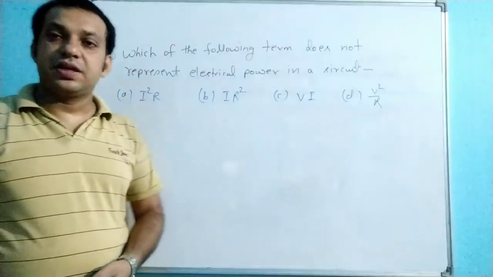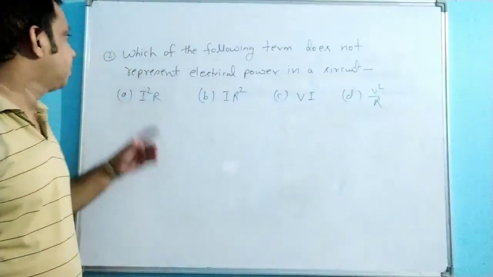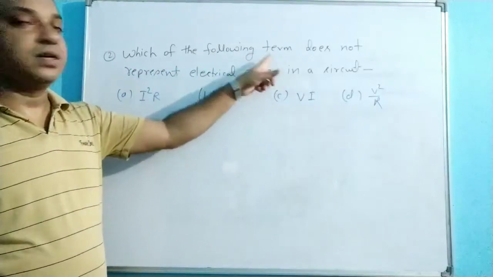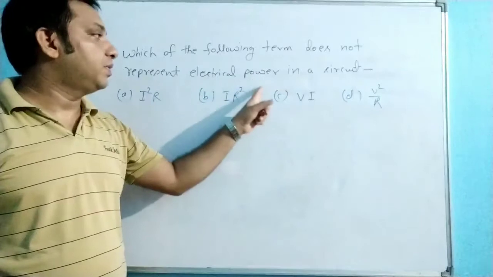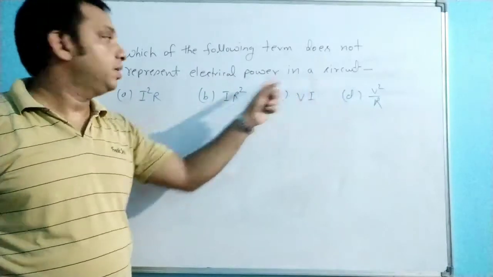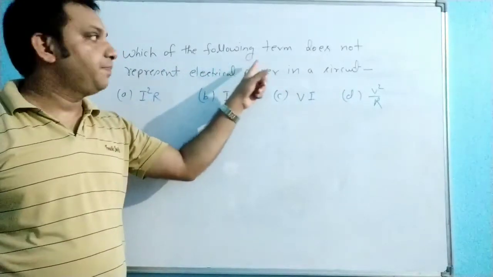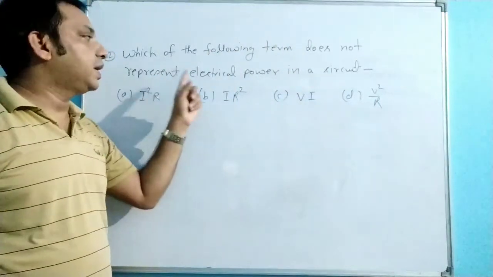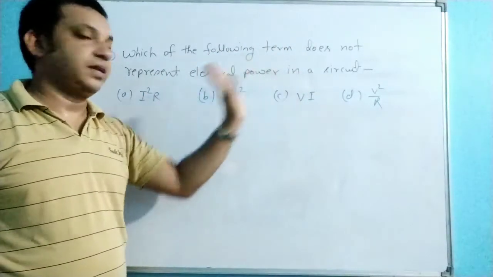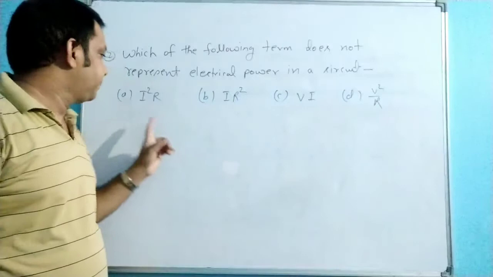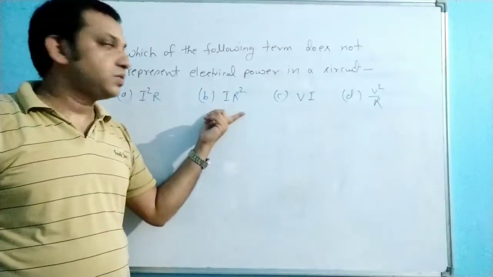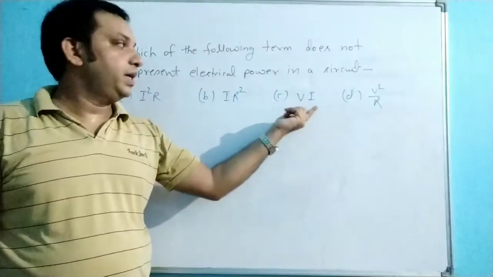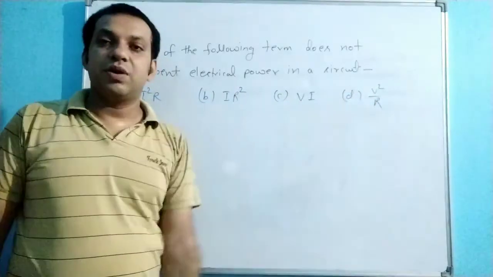So let us discuss the second question of the exercise. The second question is, which of the following terms does not represent electrical power in a circuit? Again the 4 options are given. Option A, I square into R. Option B, IR square. Option C, V into I. Option D, V square upon R.